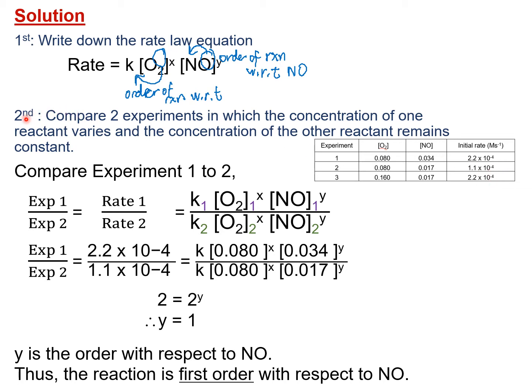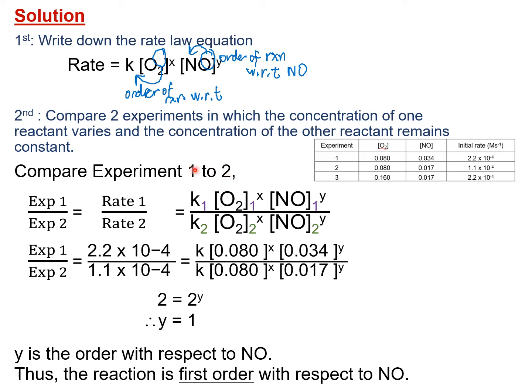So kalau ikutkan second step ni, I need to compare dua jenis eksperimen yang di mana one of the reactant tu concentration dia kena berubah, manakala one of the reactant tu concentration dia kena remain constant. If I look at this table, I can see that concentration of oxygen for eksperimen 1 dan 2 sama, constant. Manakala concentration of nitrogen oxide untuk eksperimen 1 dengan 2 pula berubah. Okay. So, sekarang ni, apa yang I boleh buat ialah I bolehlah comparekan eksperimen 1 dengan 2.